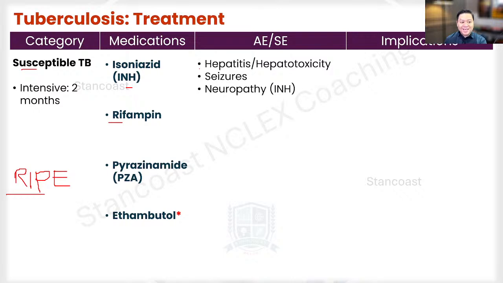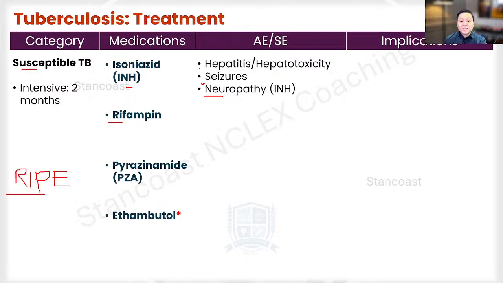Okay, it can harm the liver, it can lead to hepatitis, and in severe cases, the patient will go into seizures and neuropathy. So again, neuropathy, seizures, hepatotoxicity, these are the major adverse or side effects of isoniazid.